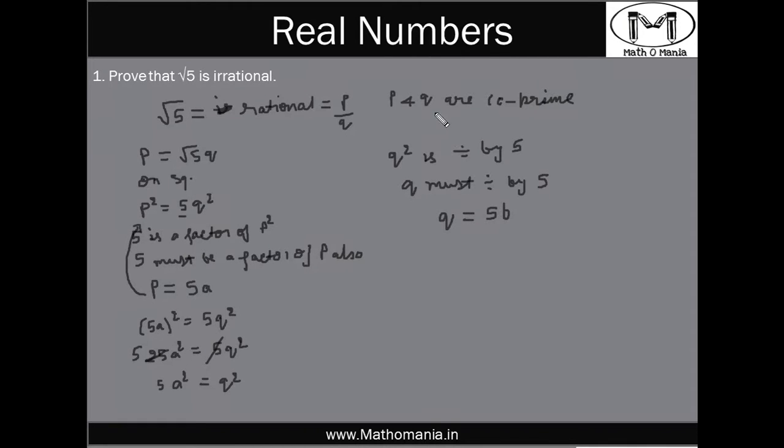But our initial assumption was p and q are co-prime. But we have seen that 5 is a common factor of p and q both. So that means our assumption was wrong. So that means root 5 is an irrational number.